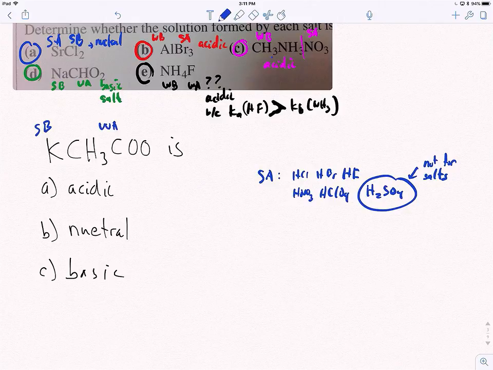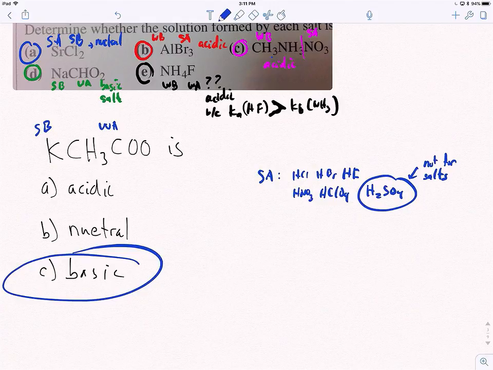So how many people think this is acidic? How many people think this is neutral? How many think this is basic or alkaline? Okay, we have three votes for basic and one vote for acidic. The answer is basic. It is alkaline. Strong base plus weak acid makes it alkaline. The base is so strong that it overcomes the weak acid, makes an alkaline salt.